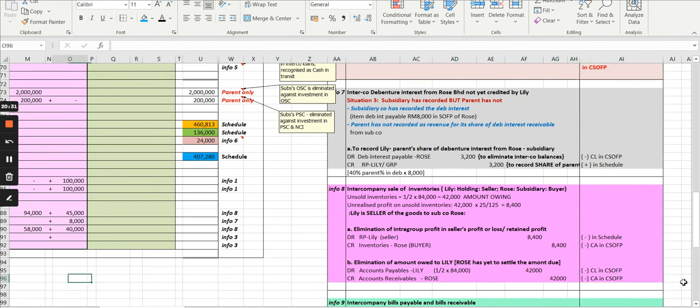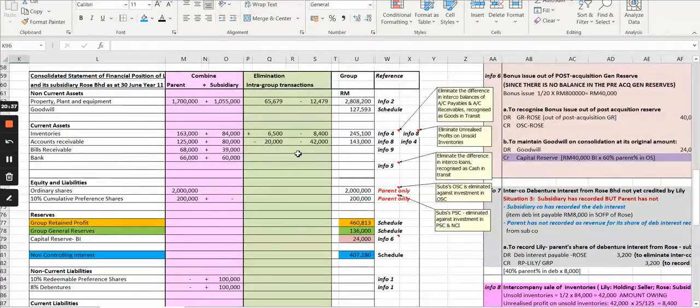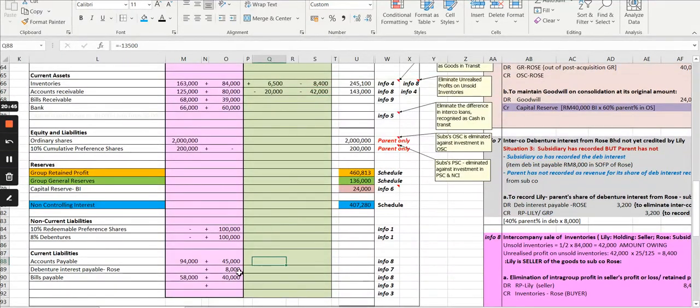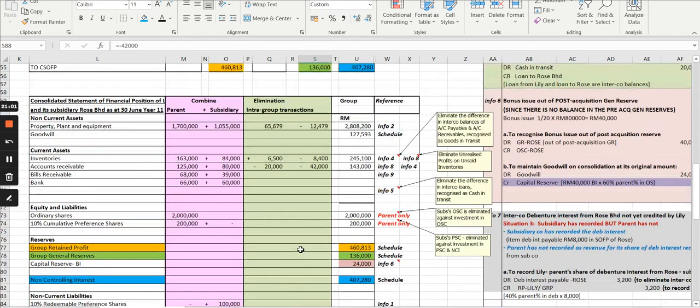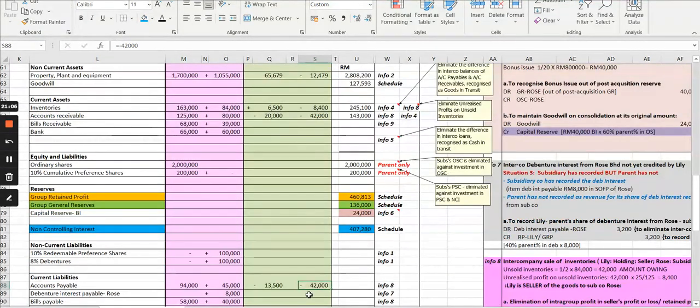When you do that, you need to credit account receivable. When you credit your account receivable, you must also debit your accounts payable because these are the things which are being cancelled off. So what you do here, I'm going to reveal this for you: 13,500 and 42,000, meaning that the same thing you adjust here, 42, you must also adjust in the current liability section.